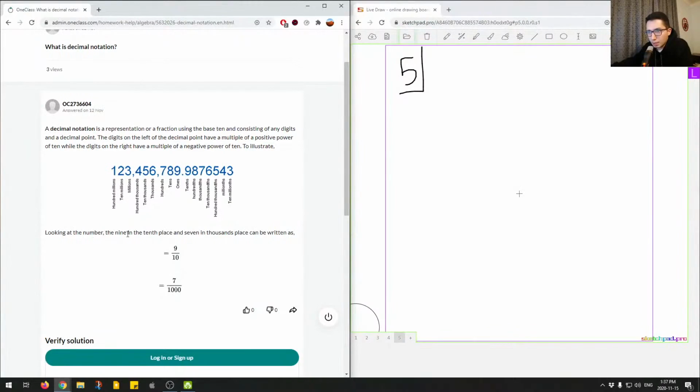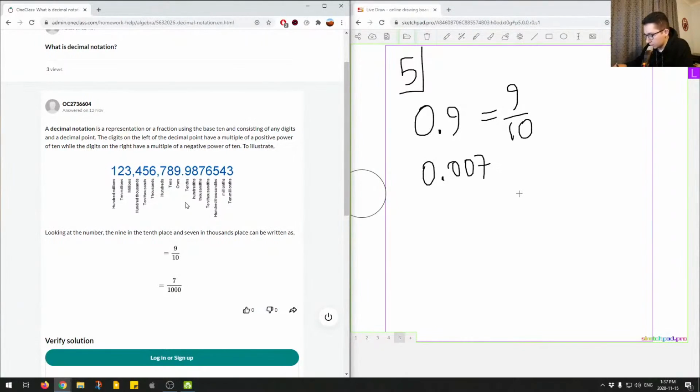So here they give some examples. Looking at this number, the 9 in the tenths place, the tenths place is right here, we have the number 9. And the 7 in the thousandths place, so this 7 over here, can be written as follows. What they're trying to say here is if we have something like 0.9, we can write this as 9 divided by 10. And that's where the tenths comes in, because we have a fraction where the 10 is on the bottom, that's why you have the tenths. Similarly for the 7, we have 7 thousandths, so we know there's 1,000 in the denominator. So 0.007 is equal to 7 over 1,000.